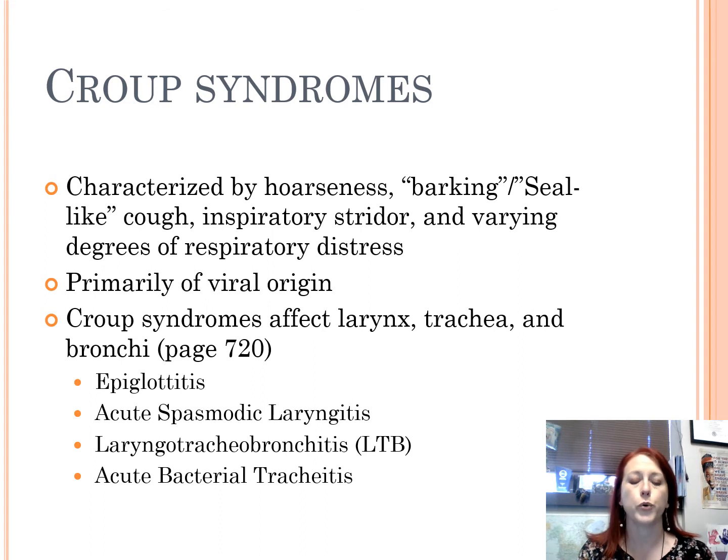Okay, so now we're talking about croup syndrome. This is an umbrella term, right? Croup is the syndrome. There's a lot of underlying disease processes that cause croup. We're going to talk about the most common forms of it, but there are other types that we're going to go over. Basically, they're all characterized by the same signs and symptoms, where patients get hoarseness, they get this barky, seal-like cough that kind of sounds like this.